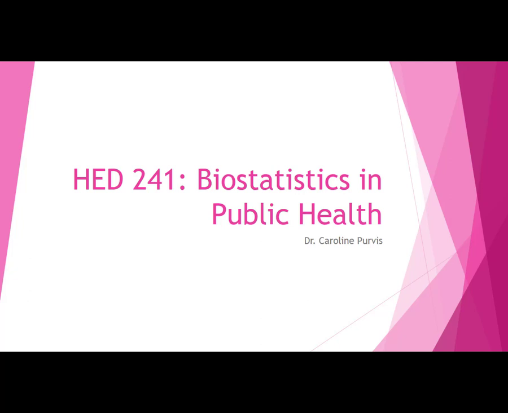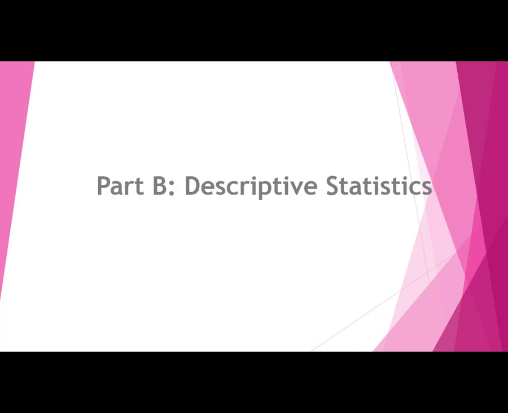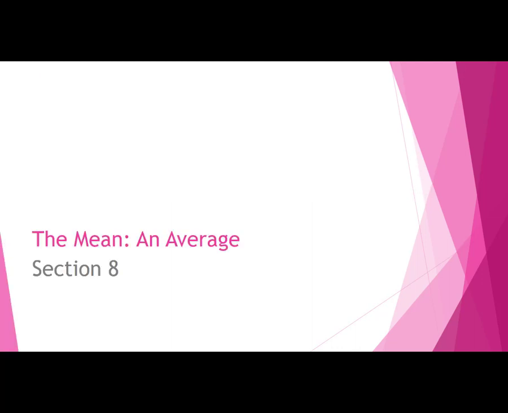Alright, we are back with HED 241 Biostatistics and Public Health. We are moving on to, we're still in Part B, Descriptive Statistics. We are looking at Section 8, the mean and average.